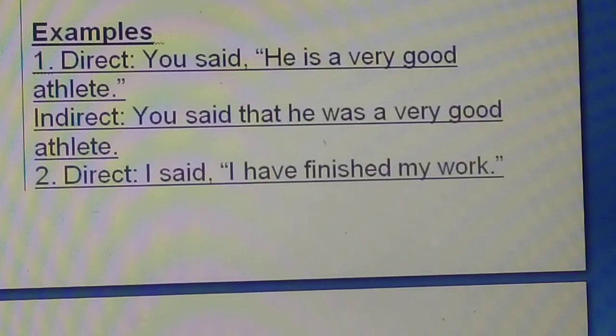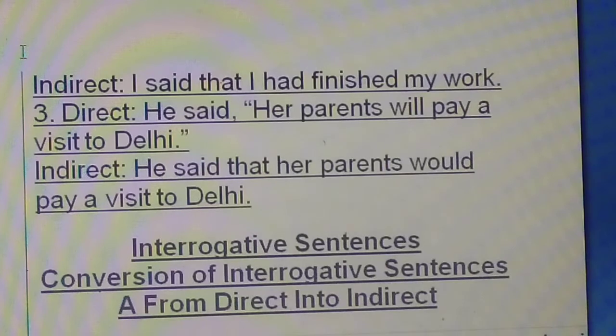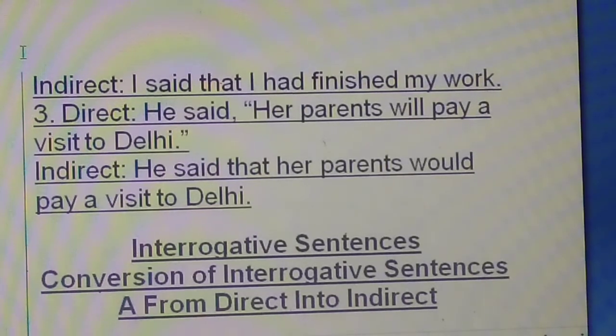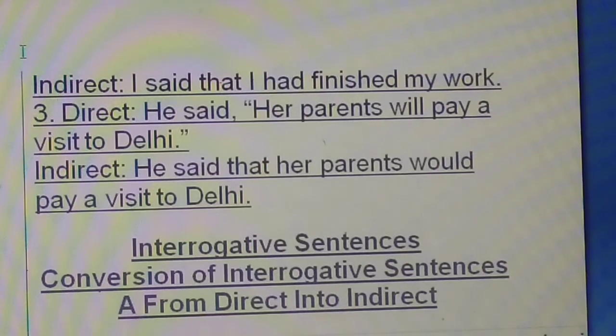Have a look at the examples here. Direct: you said, he is a very good athlete. Indirect: you said that he was a very good athlete. I said, I have finished my work. I said that I had finished my work. He said, her parents will pay a visit to Delhi. He said that her parents would pay a visit to Delhi.